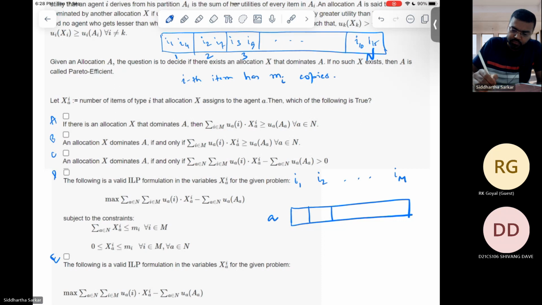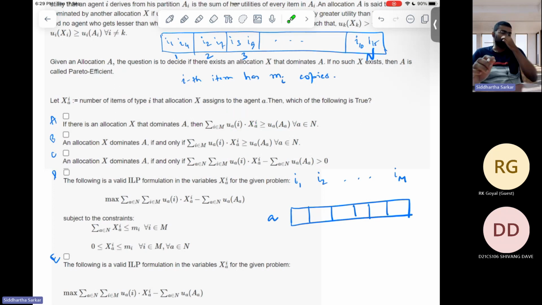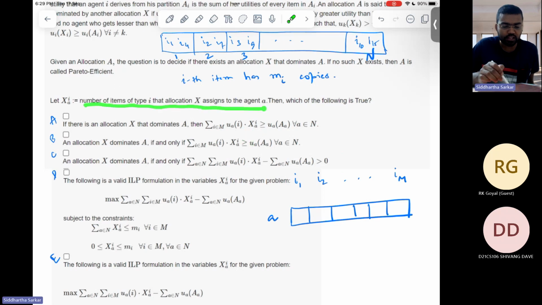The M items are there. We are looking at this row. So we are asking that if you consider the utility of the ith item for the agent A times the number of such ith items allocated to A, so this is the total utility agent A is deriving from the items of type I. This term is the total utility that agent A is deriving from the ith item, and this is the multiplicity of how many ith items are assigned to agent A.